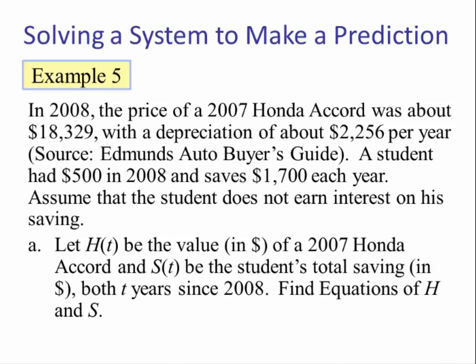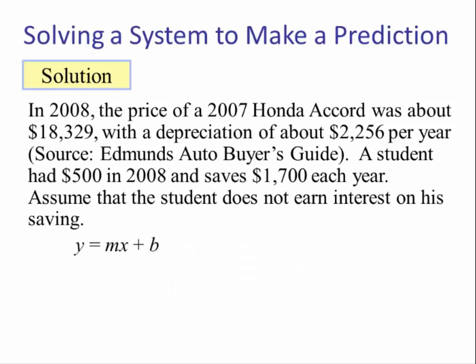A. Let h(t) be the value, measured in dollars, of a 2007 Honda Accord, and s(t) be the student's total savings, measured in dollars, for both t years since 2008. Find the equations of h and s.